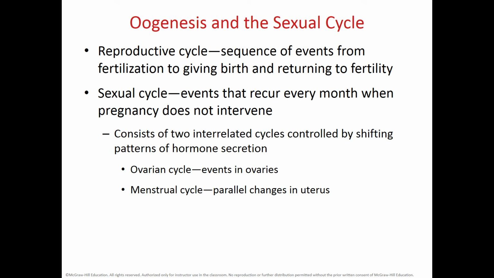So the reproductive cycle can be defined as a sequence of events from fertilization to giving birth and returning to fertility. And the sexual cycle will be the events that recur every month when pregnancy does not intervene. So this sexual cycle consists of two interrelated cycles, the ovarian cycle and the menstrual cycle. Ovarian cycle happens, of course, in the ovaries, and menstrual cycle happens in the uterus.